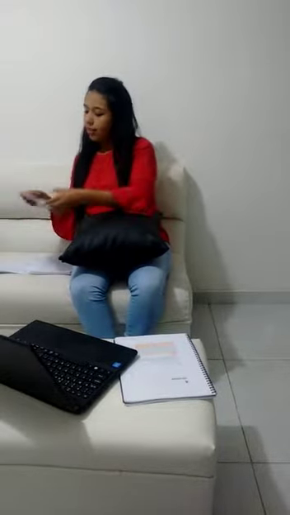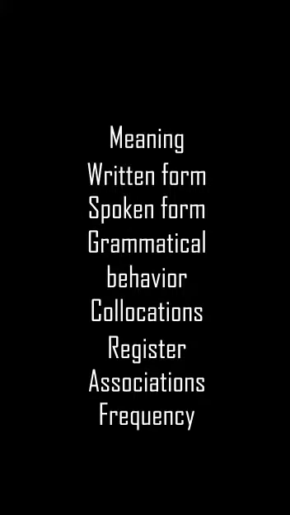There are eight important elements of comprehensive knowledge of a word, so we are going to learn about them. The first one is meaning, the next one written form, spoken form, grammatical behavior, collocations, register, associations, and frequencies.